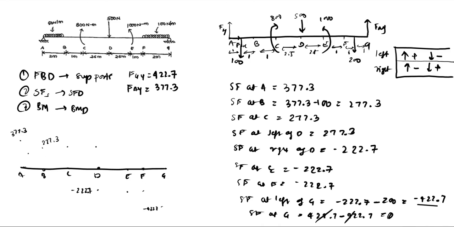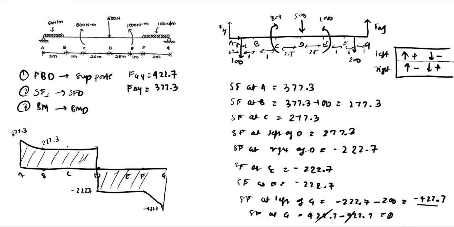And another concept which you need to understand is that whenever there is a UDL, the shear force will vary as an inclined line. And whenever there is not a UDL, then it will vary as a constant line, because the shear force is constant throughout. But whenever there is a UDL, it will vary like an inclined line. So this line should be a straight line. So this is how your shear force diagram will vary throughout the beam. As you can see, we have this inclined line whenever there is a UDL.